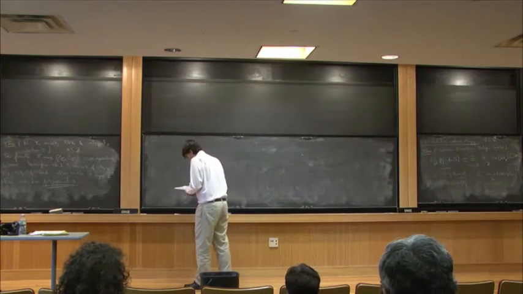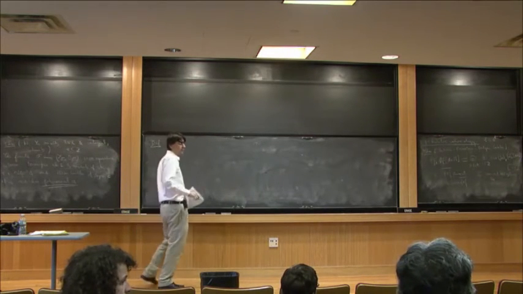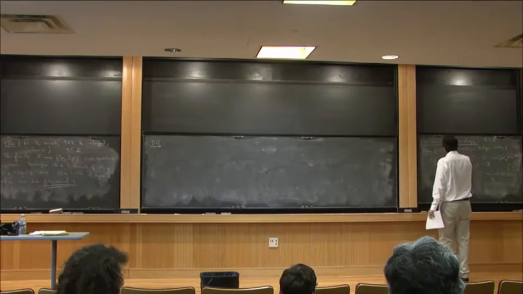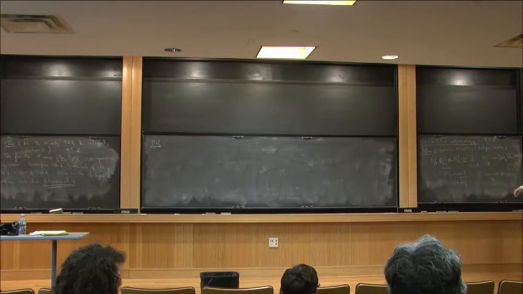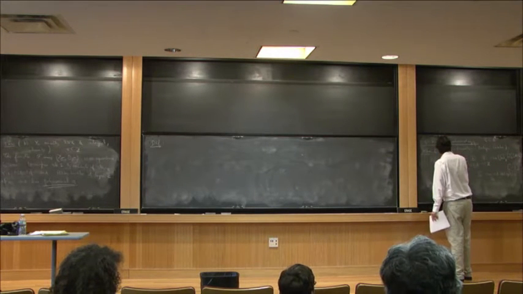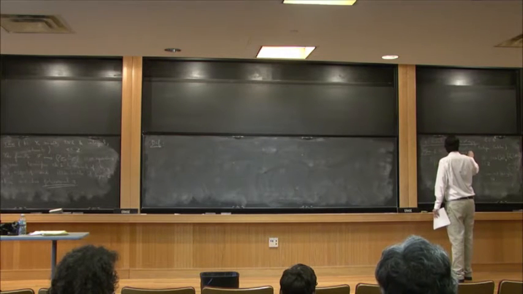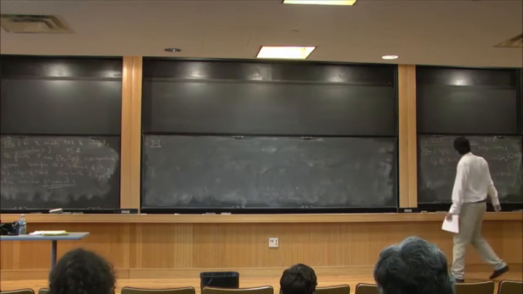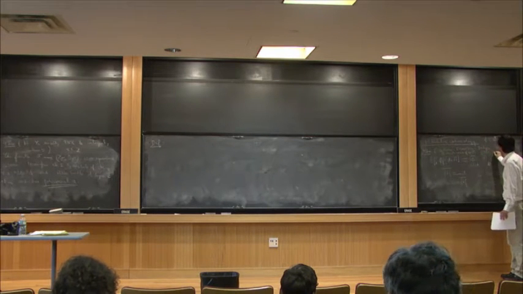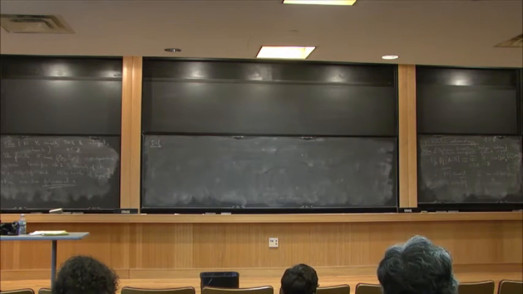Okay, why does this theorem apply? Because M is smooth over k of dimension m, and because the morphism is proper.